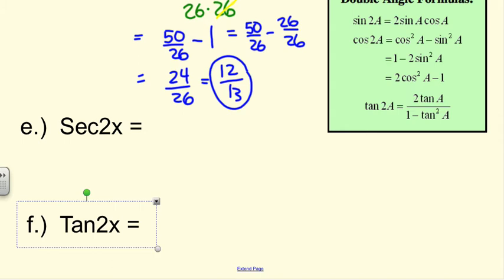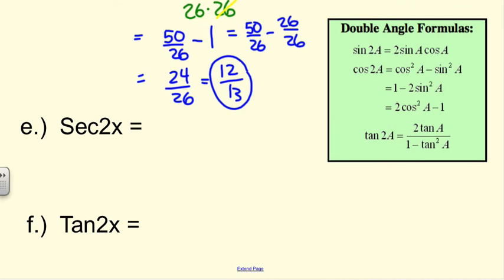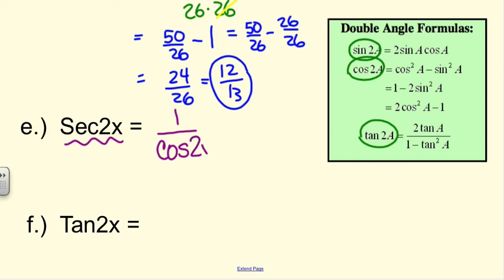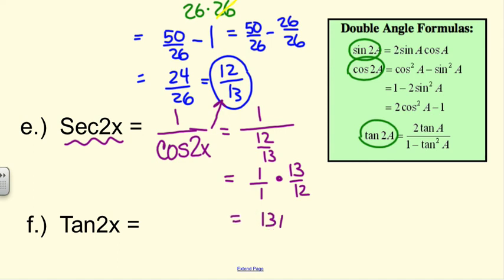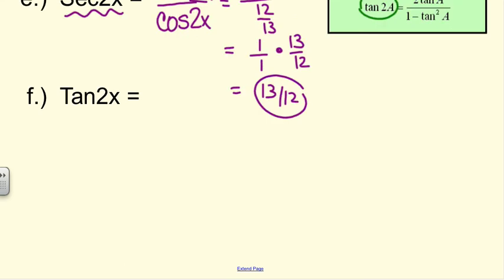Now, if we ask you for the double angle for the inverse functions, notice over here on your formula sheet, it only has the big 3 double angles, sine of 2a, cosine of 2a, and tangent of 2a. And this question is asking for the secant of 2x. So remember your reciprocal functions. Secant is the reciprocal of the cosine. So I'm going to say 1 over the cosine of 2x. Well, here's what I just found right up there. So it's 1 over 12/13. Now we'll just simplify that. 1 over 1, change it to multiplication and flip it. Multiply across, 13/12.